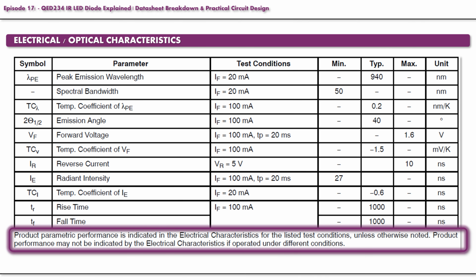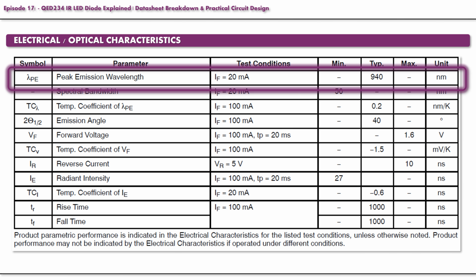Next item on the list are electrical and optical characteristics for the infrared diode. As before, in small print, the manufacturer informs us that displayed values and characteristics are obtained under very specialized laboratory test conditions. Such test conditions are rarely encountered in practical applications of these components.